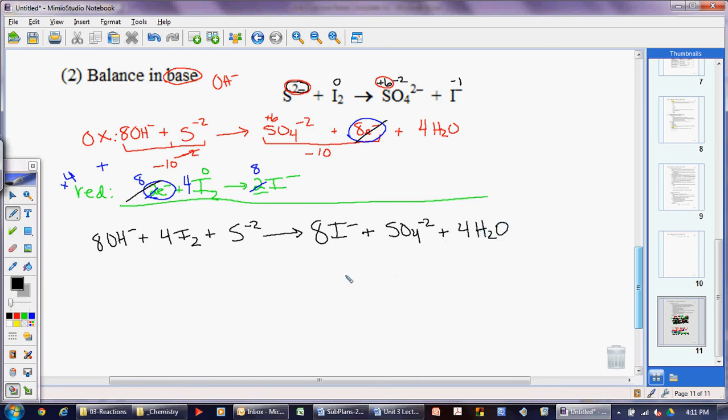Let's just inspect to make sure we have it balanced. We have 8 O's on the left. There are 4 and 4 O's on the right. We have 8 H's on the left. We have 4 times 2, 8 H's on the right. We've got 8 iodines on the left, 8 iodines on the right, 1 sulfur, 1 sulfur. It's balanced. Okay, there you go. That's the half reaction method. Best of luck.